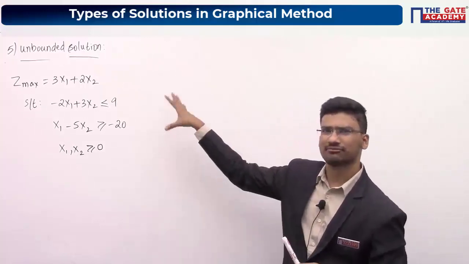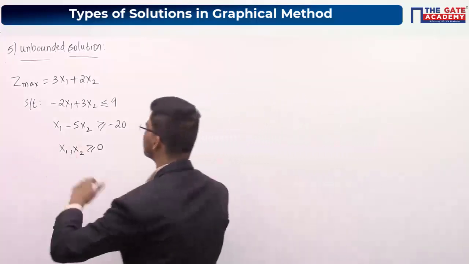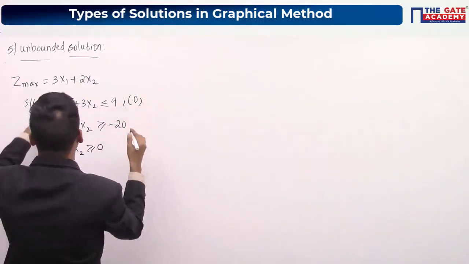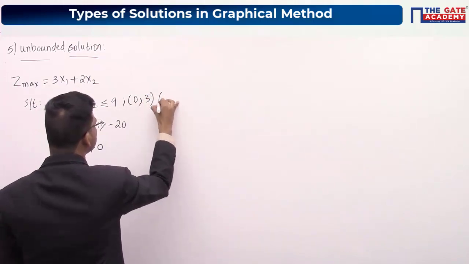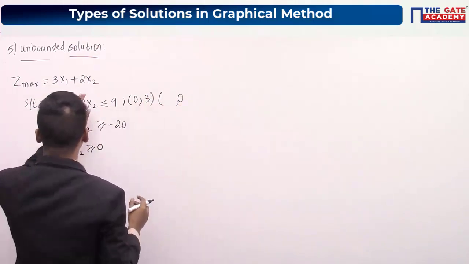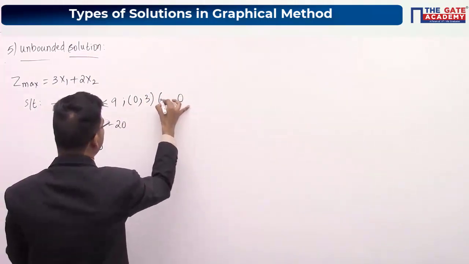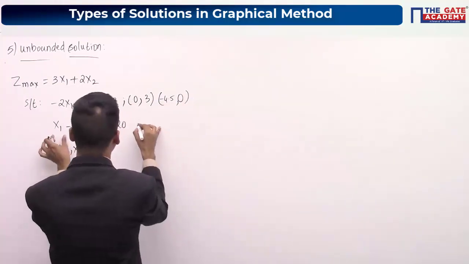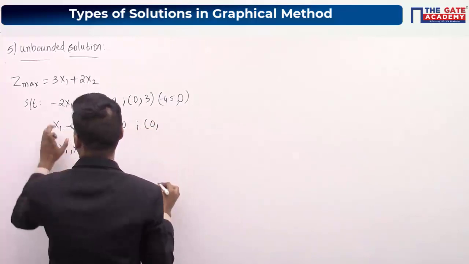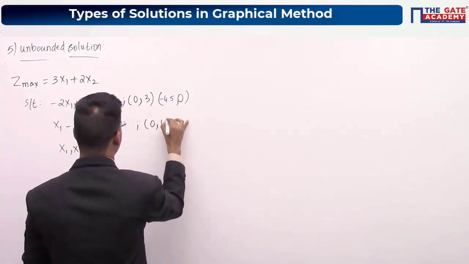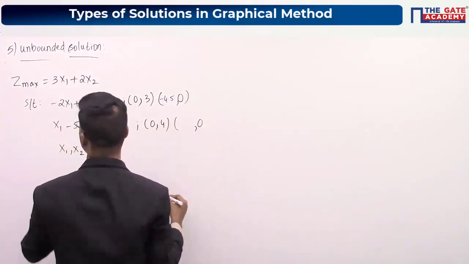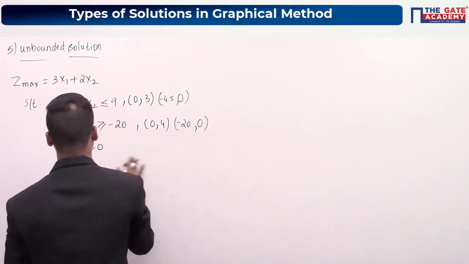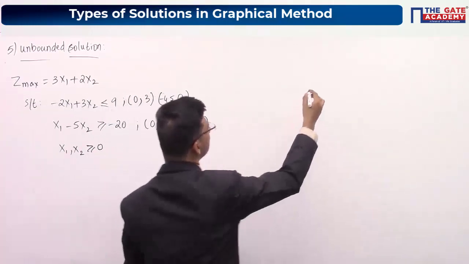I am just finding the points to plot these constraints. Same procedure: put x1 equal to 0, x2 will be 3. Put x2 equal to 0, x1 will be minus 4.5. And similarly, put x1 equal to 0, x2 will be 4. Put x2 equal to 0, x1 will be minus 20.